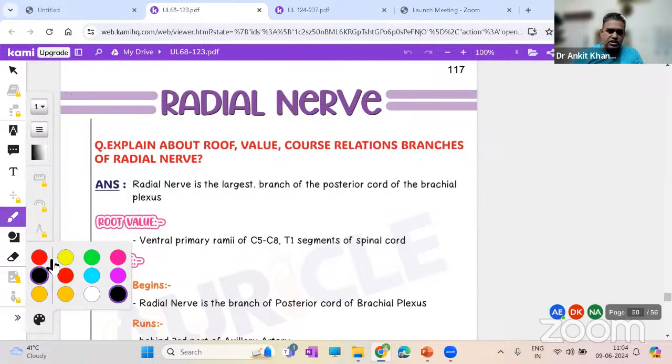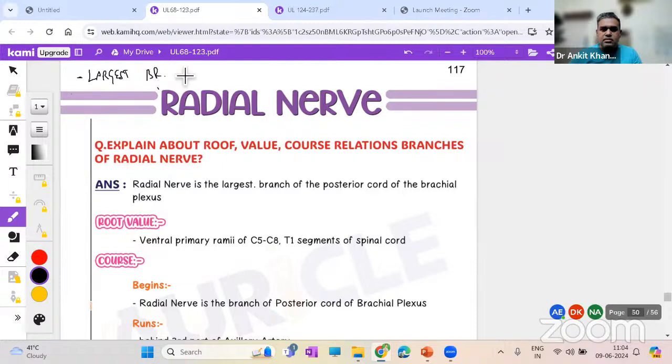Before initiating the radial nerve, there are a few things we should know. This radial nerve is actually the largest branch of the brachial plexus. First of all, that should be clear. Second, this nerve basically supplies half of the upper limb, because it mainly supplies the posterior aspect of the upper limb, which includes both arm and forearm. So it's quite a big branch. And coming from which cord? It's coming from the posterior cord of the brachial plexus, with a root value of C5 to T1.